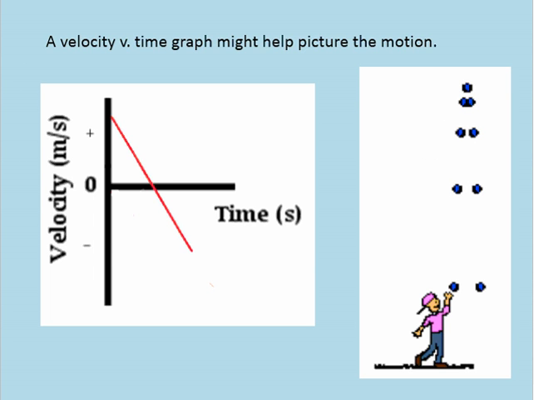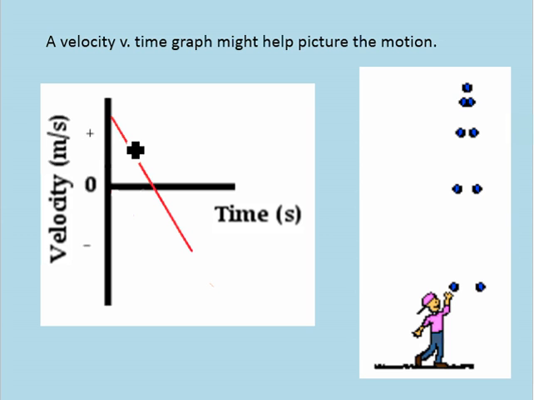Let's look at a velocity versus time graph for this type of motion. So if I consider my upward direction to be positive and my downward direction to be negative, when the ball is thrown up, the instant it leaves my hand is when it has its greatest velocity. It's a positive velocity because it's going upwards. As it travels up in the air, gravity slows it down, so the velocity gets less and less and less.